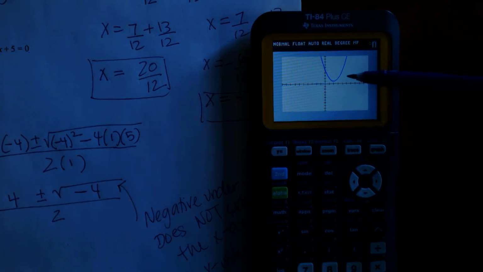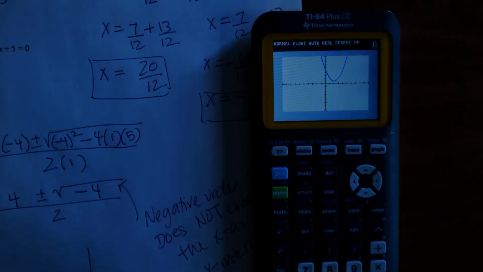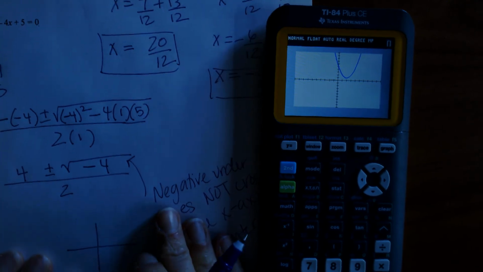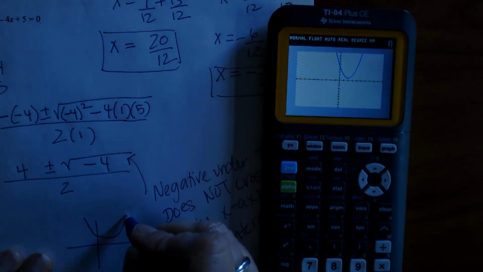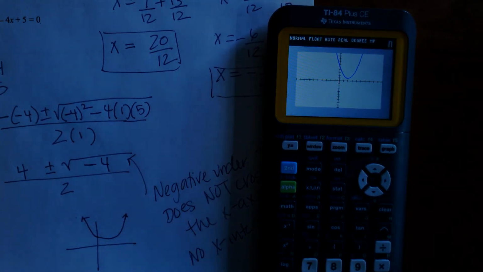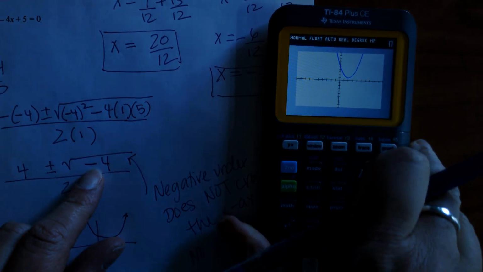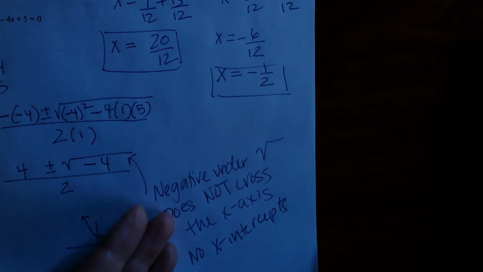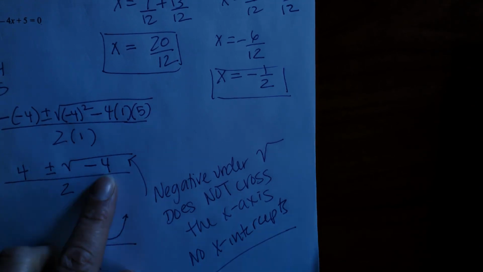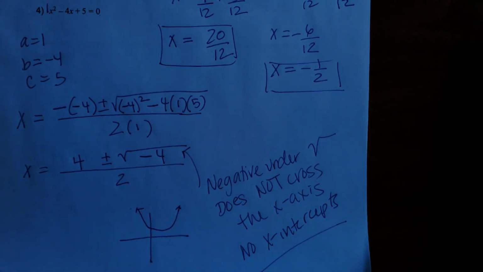As you can see, I'm just going to do a little sketch down here. This graph does not cross. Here we go. Boom. So it doesn't have any x-intercepts. That negative underneath there tells you that. So you just write no x-intercepts, and you show me that this is a negative 4. Do you have to split anything up? Nope. You just stop there. Okay, and I'm going to stop here.